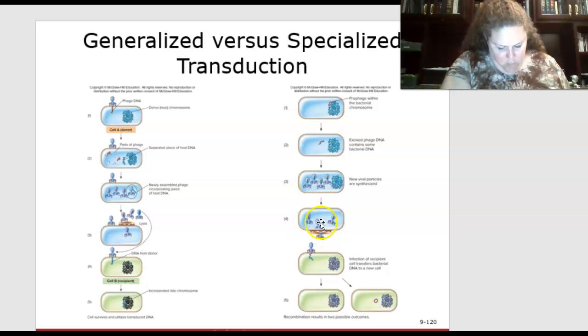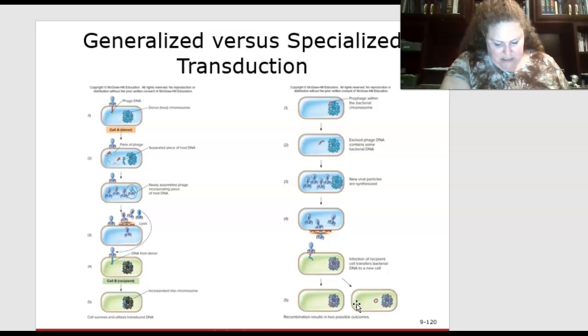And then down in 4, you have the release of the recombinant virus and infection of a new host that results in the transfer of bacterial cell DNA between cells. And then in 5, which is down here, the recombination can occur between the new host chromosomes and the viral DNA.